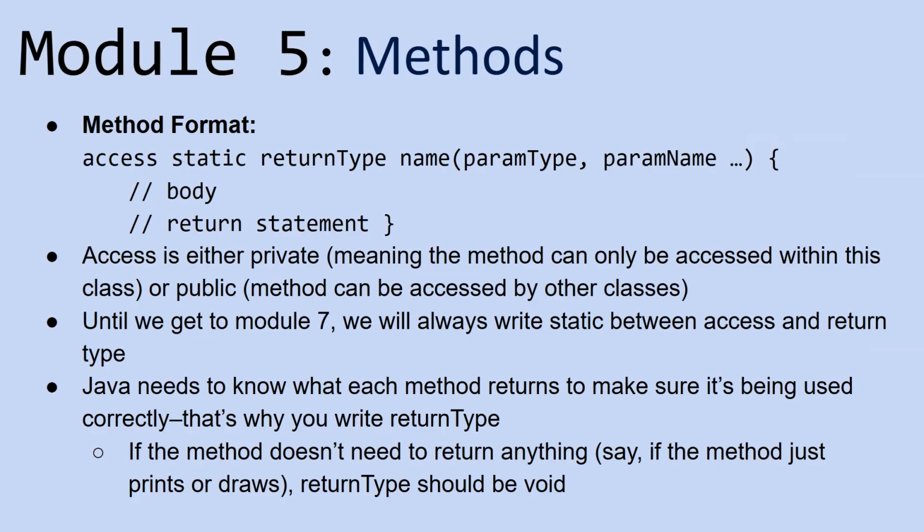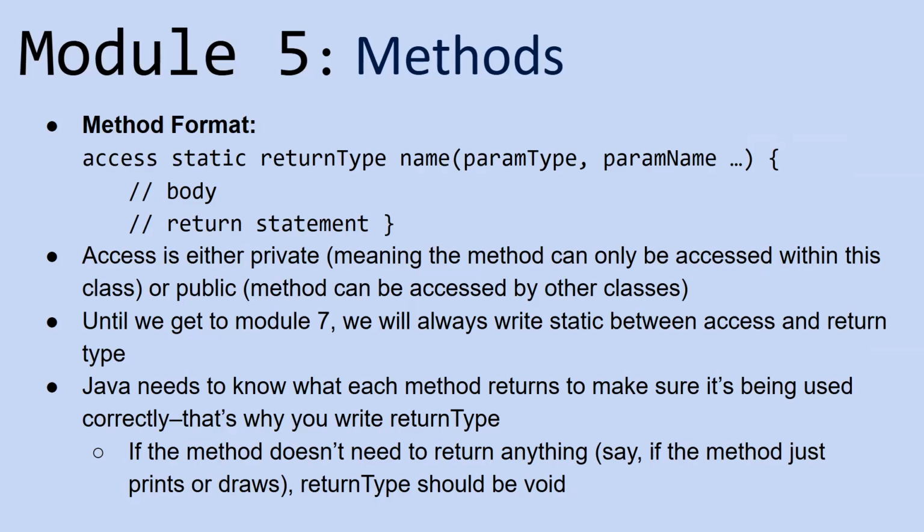For return type, Java needs to know exactly what type each method returns in order to make sure your method is being used correctly. But if your method doesn't need to return anything, say if it just prints or draws, there's no output it needs to return, so the return type should be void.